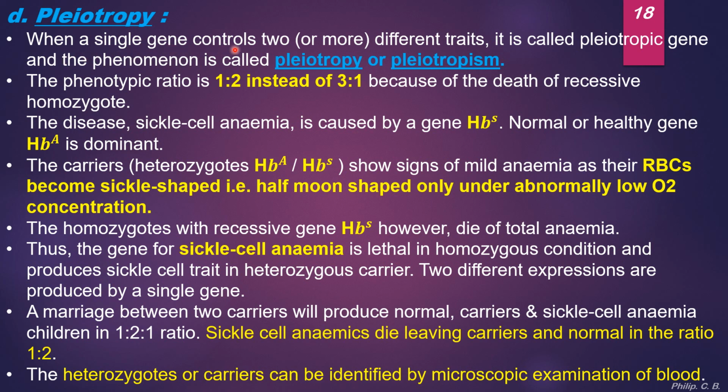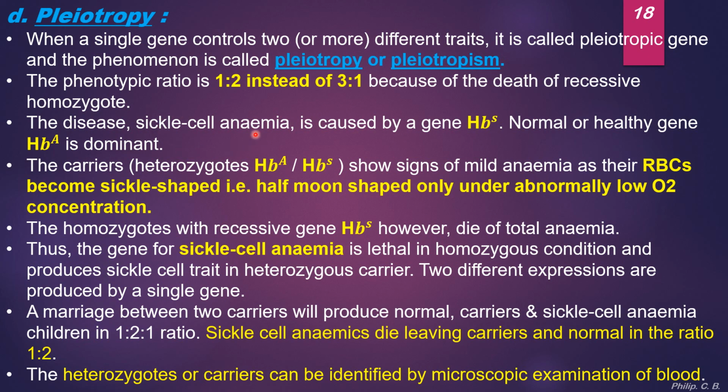When a single gene controls two or more different traits, it is called a pleiotropic gene. What is pleiotropic? When a single gene controls two or more different traits, the phenomenon is called pleiotropy or pleiotropism. The phenotypic ratio is 1:2 instead of 3:1 because of the death of the recessive homozygote. So here it is not 3:1, it is 1:2. The reason: the recessive trait eventually dies.